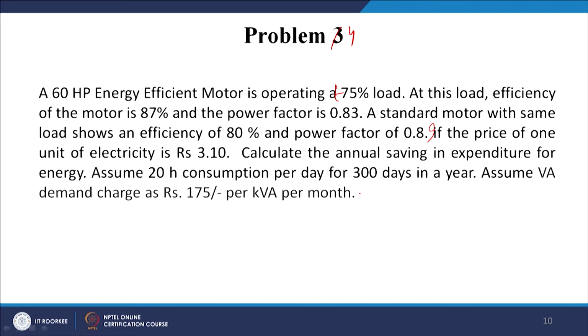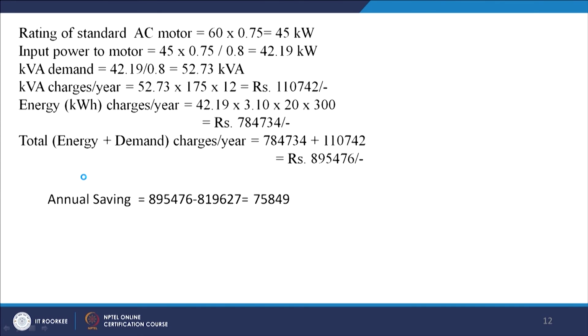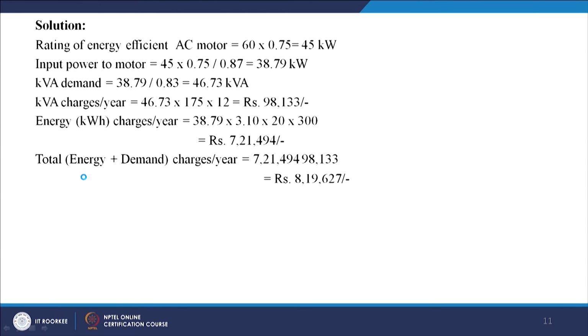So, similar types of problems we have discussed in the energy conservation chapters, where we calculated the time required to recover the amount and the payback period, but now we have to calculate only the annual saving in expenditure. So, the rating of the energy efficient AC motor is 60 into 0.75, because of the conversion of HP to kilowatt, 750 watt equal to 1 horsepower we are assuming. So, 60 into 0.75 is 45 kilowatt. So, input power to motor is 45 into 0.75 by 0.87, this is for the energy efficient motor.